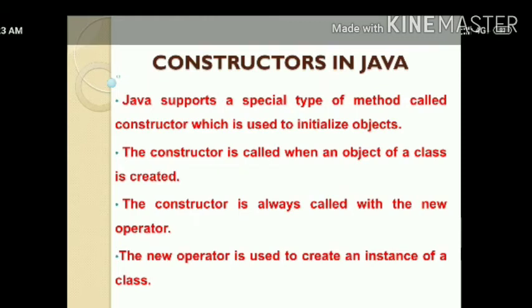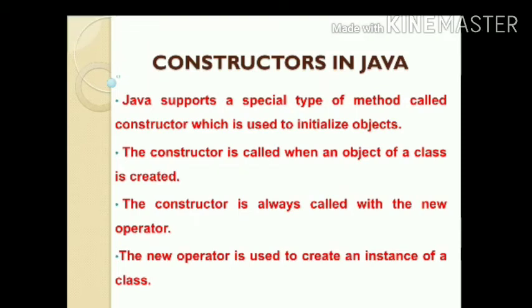The next concept is constructors. Constructors in Java. Java supports a special type of method called a constructor, which is used to initialize objects. The constructor is called when an object of a class is created. It is always called with the new operator. It enables an object to initialize itself when it is created.